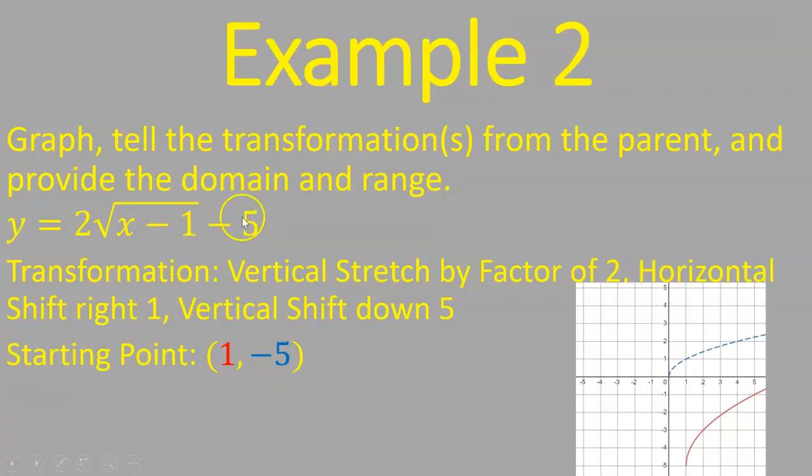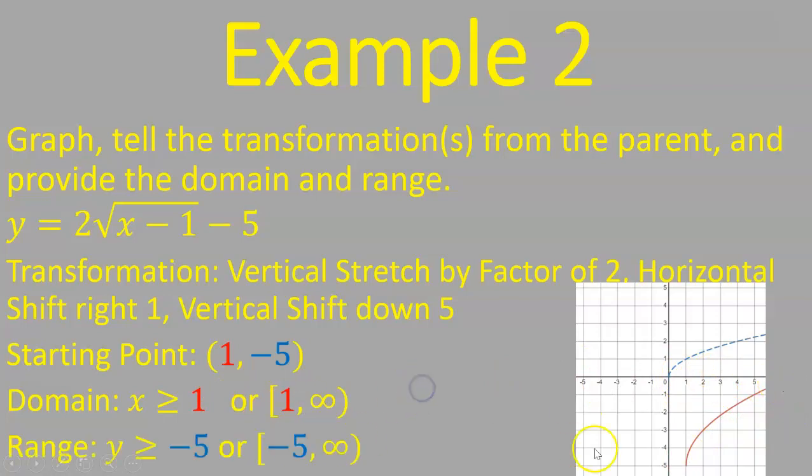Change on the inside, not on the outside. Notice this 2 has no bearing on that. The domain goes left to 1, looking at the red graph, reading only the x-axis, left to 1, right forever. And the range goes down to negative 5 and up forever.